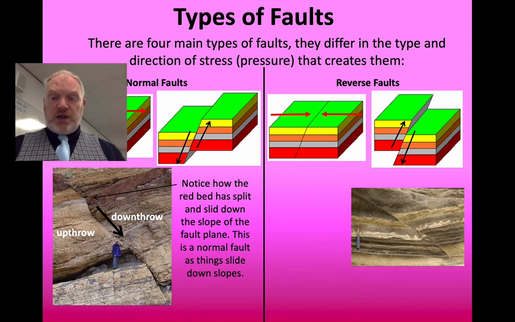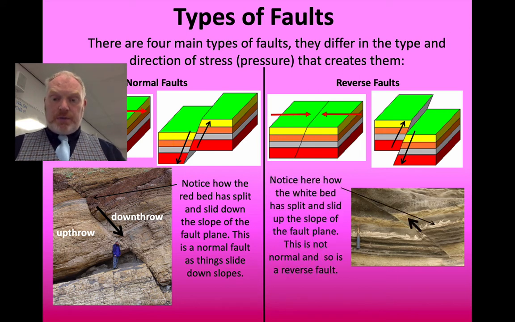This photograph shows an example, a fairly small scale. You can see the hammer there for scale. See how that white bed has been displaced, maybe only by about 10 centimeters. But you can see how the hanging wall there has moved up, making it a reverse fault.